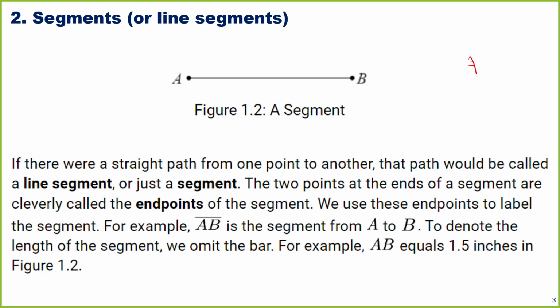So AB with a bar denotes the segment itself, and if you want to write AB, for example, equals 1.5 inches, then in this case you can omit the bar on top of it. Be careful with the difference here. Can you follow me? Very straightforward concept, right?